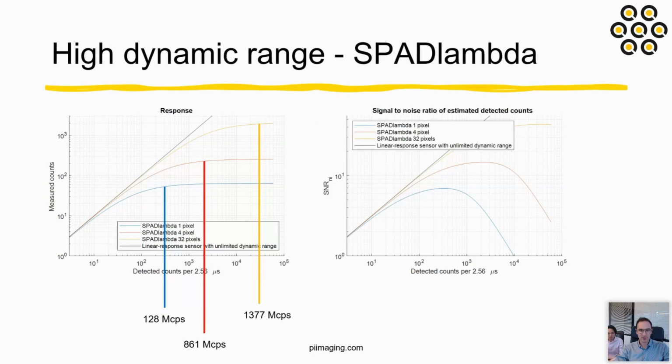On this slide, we are focusing on the response of the SPAD on the left-hand side and the signal-to-noise ratio at the same light conditions. And you can see what the pixelation, or the pixel parallelization, does to the dynamic range. For example, our detector here, SPAD lambda, which is the linear detector, can, in a single pixel arrangement, operate all the way to 130 megacounts per second illumination. And then if you apply pixel grouping, it goes all the way up to 1 gigacount per second, as I indicate here with the yellow line.